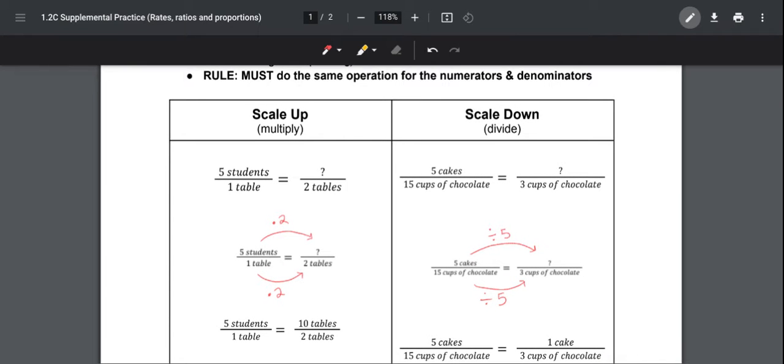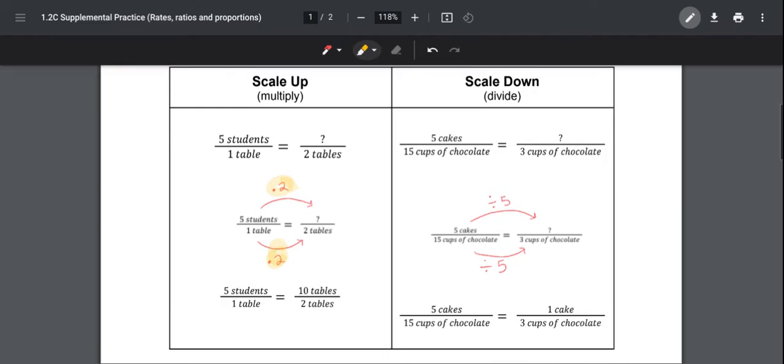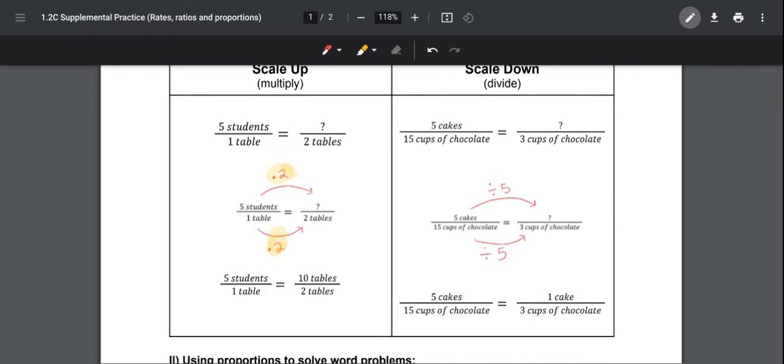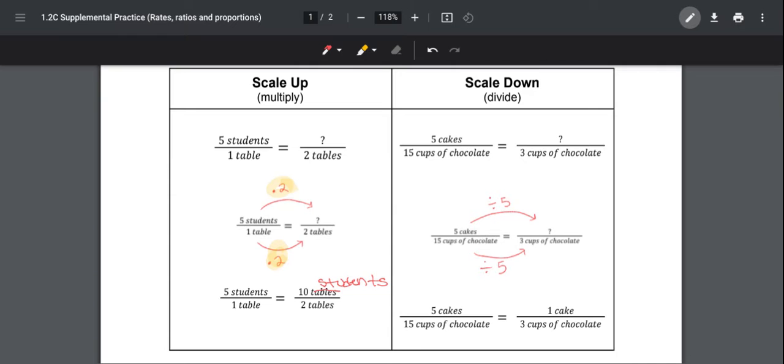If you have 5 students to one table, how many students to 2 tables? You can see if you multiply the numerator and denominator by 2, 1 times 2 is 2. So if you multiply the numerator by 2, 5 times 2 would be 10. If I scale up this ratio, 5 students to one table is equivalent to 10 tables to, actually it should say 10 students, not tables here. So I'm going to cross that off. If you want to fix that on your sheet as well, it's 10 students to 2 tables.